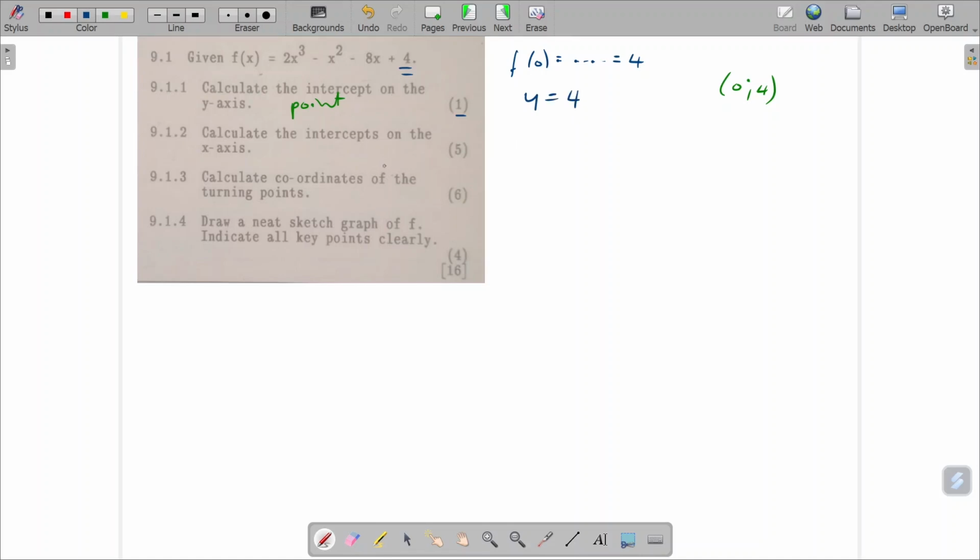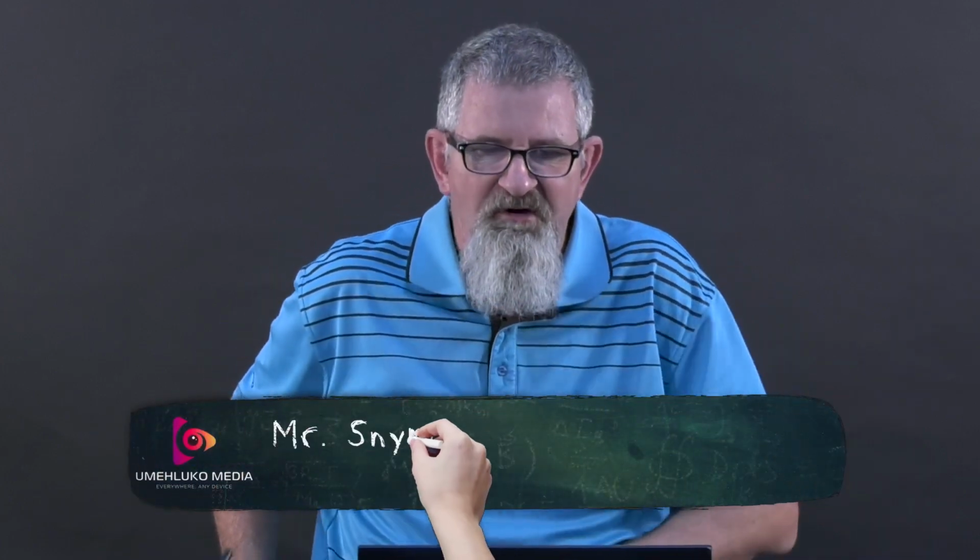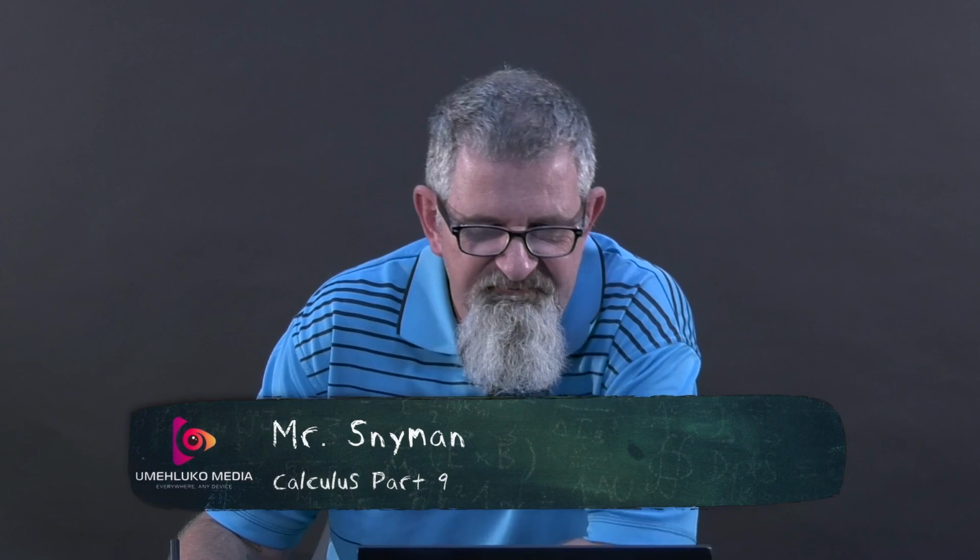Calculate the intercepts on the x-axis. Again, looking at 9.1.2, we are experienced enough to know that we are going to simply make 2x cubed minus x squared minus 8x plus 4 equal 0. Again, we could try to use the fancy calculators, or we could try and do something that involves a bit of thinking.